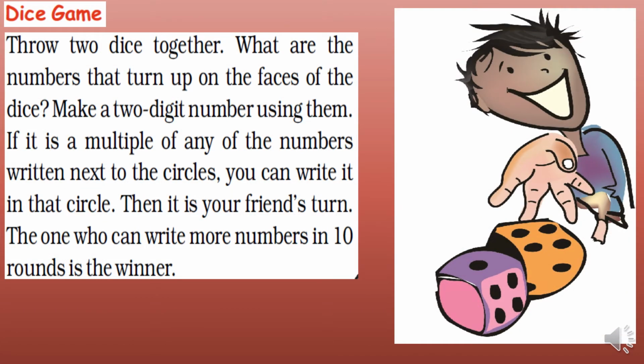Dice game. Throw 2 dice together. What are the numbers that turn up on the faces of the dice? Make a 2-digit number using them. If it is a multiple of any of the numbers written next to the circles, you can write it in that circle. Then it is your friend's turn. The one who can write more numbers in 10 rounds is the winner.